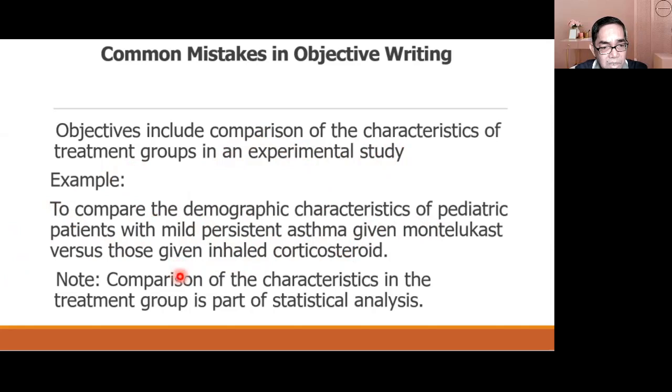But remember, class, comparison of the characteristics of the treatment groups is part of statistical analysis. You don't write that as an objective. We need to make a comparison, but that is not the objective of the study. The objective of the study is to determine the effectiveness of Montelukast, or to compare the effectiveness of Montelukast versus inhaled corticosteroid among patients with mild persistent asthma. So that actually is the objective. Comparison of the demographic characteristics is part of statistical analysis.